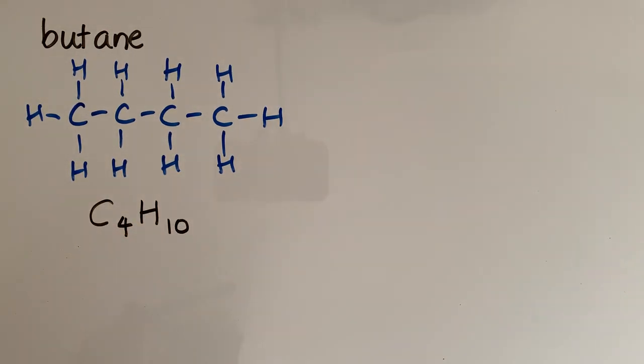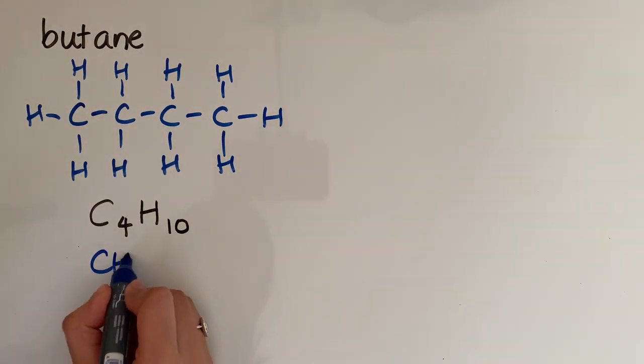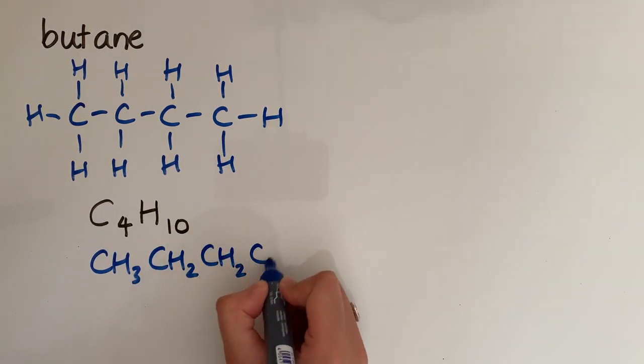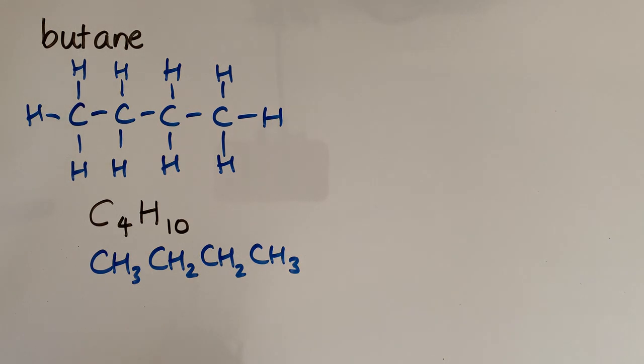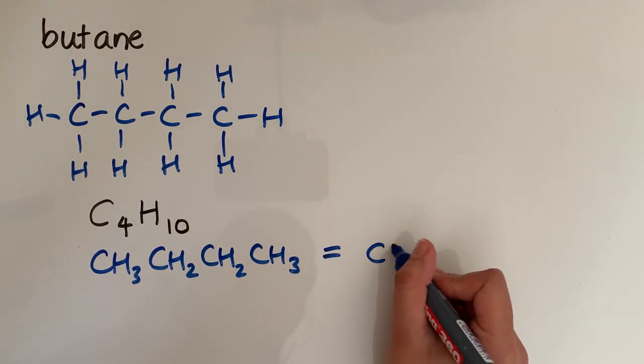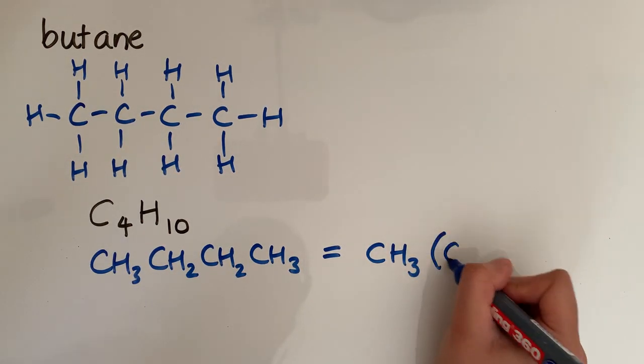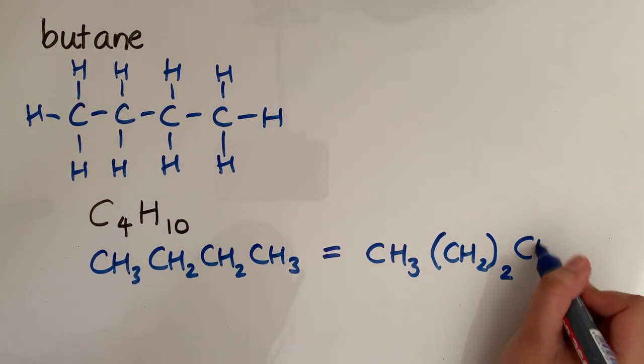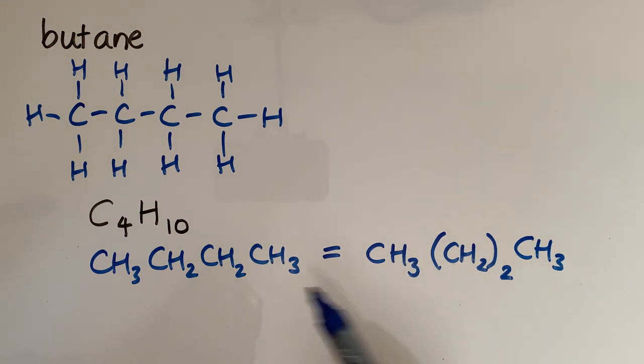C4H10. The structural formula, there's a few ways we can write this. So we've got a CH3 at the beginning, then a CH2, then another CH2, and then a CH3. So that's one way we could do it. We are allowed to simplify it further. Because we've got 2 lots of CH2s, that can also become CH3, and then I group the CH2s together and put a 2 outside that, and then my final CH3. So both of those would be correct as the structural formula of butane.